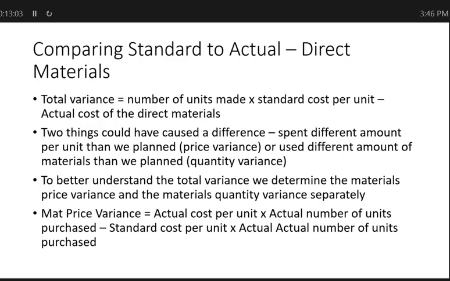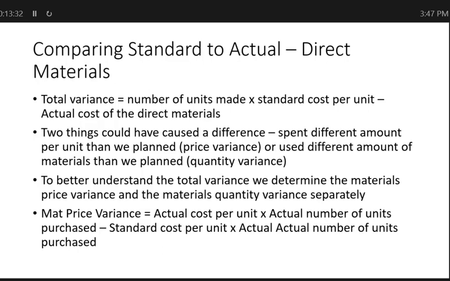So the total variance is the number of units made. Remember, it's based on what we actually made, not on what we were thinking we were going to make, but what we actually made times the standard cost per unit. And we compare that, that's a minus sign. Take the difference between that and the actual cost of the direct materials. So that is your total variance.